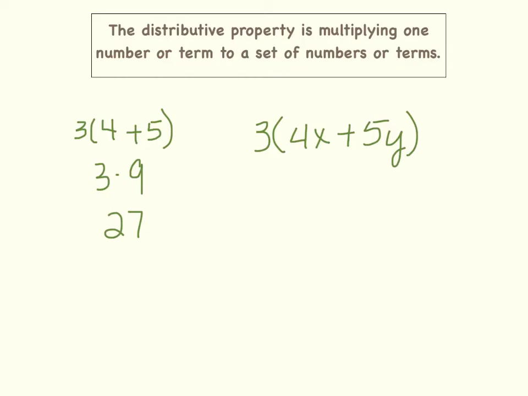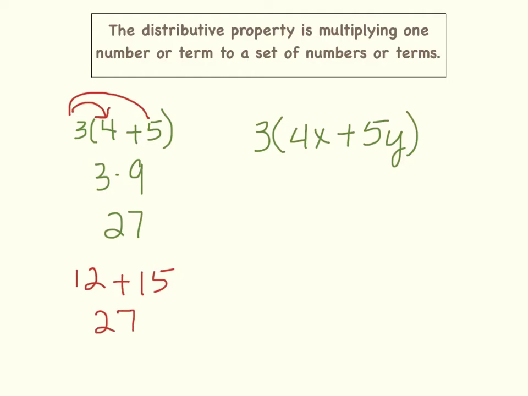So here we go. 3 times 4 is 12, and 3 times 5 is 15. So I have 12 plus 15, and that equals 27.